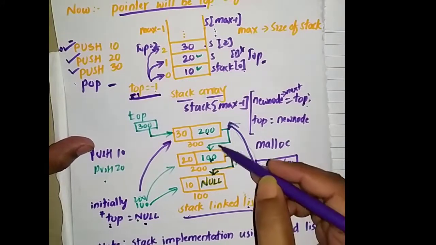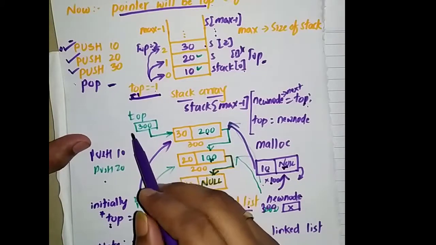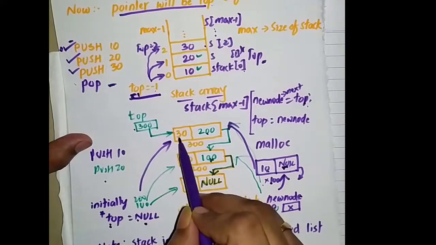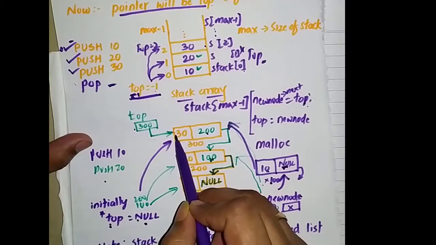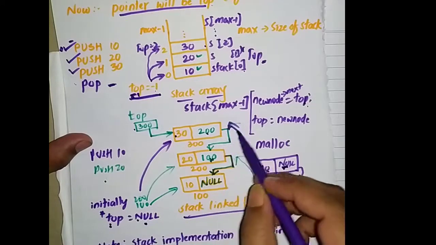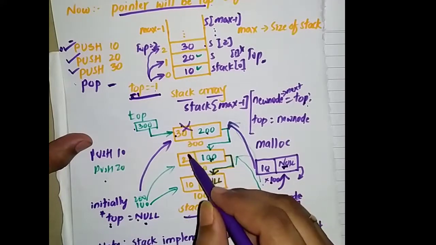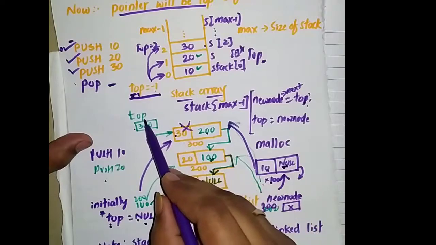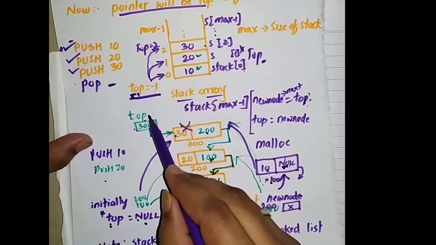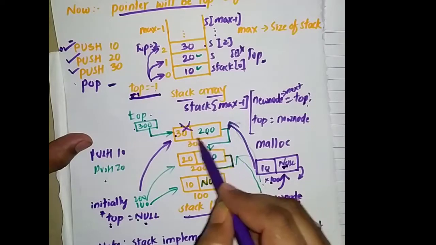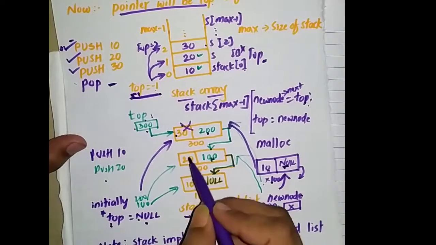So why does it have to be in the reverse manner? Because all the time the top has to be pointing to the last node inserted. After that if I pop, what will happen? The 30 data has to be taken out, so it has to be removed from the stack. At that time the top has to be decremented. So how will it be decremented? Top will be top next.